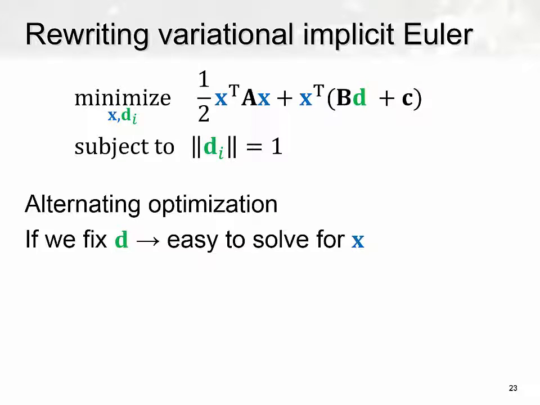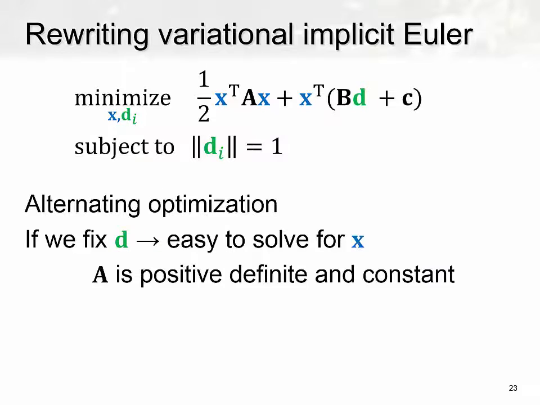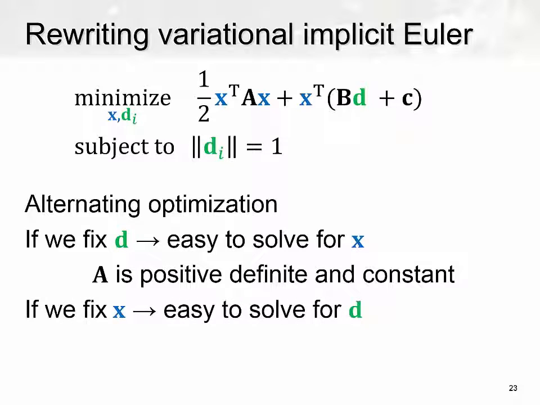The idea is that if we first fix D, we are left with a convex quadratic problem, which is quite beautiful because the matrix A, not only is it positive definite, but most importantly, it's also constant. It's not changing from one time step to another, which means that we can pre-compute its factorization and then the solves become very efficient. On the other hand, if we fix X, the solve for D also becomes very easy. Because in the case of springs, the Di's are just projections, so that means just normalization of a 3D vector. That's not very difficult.